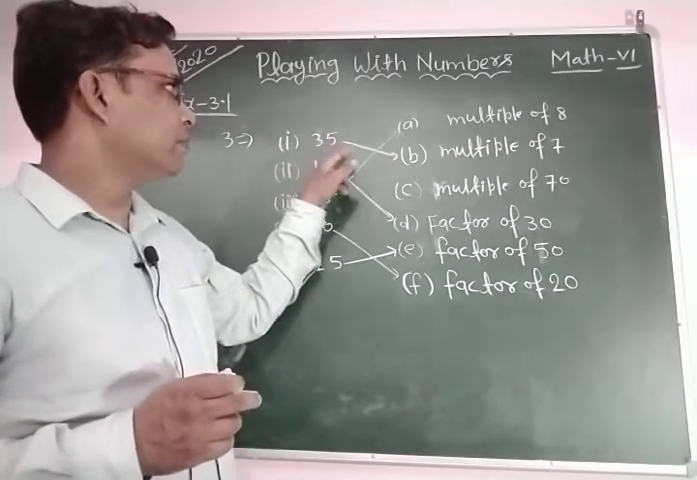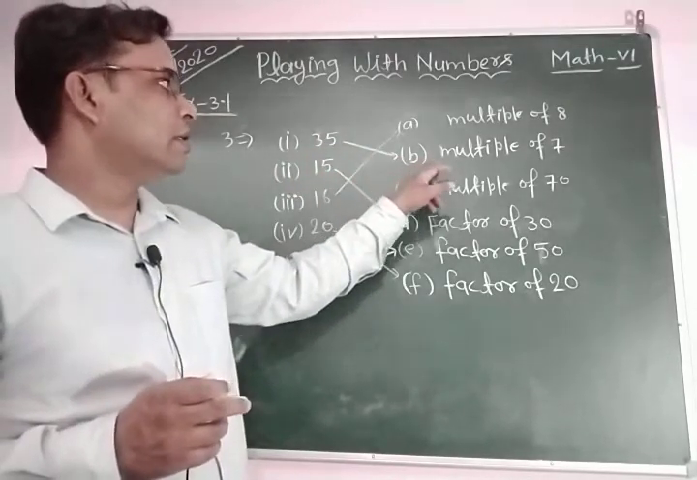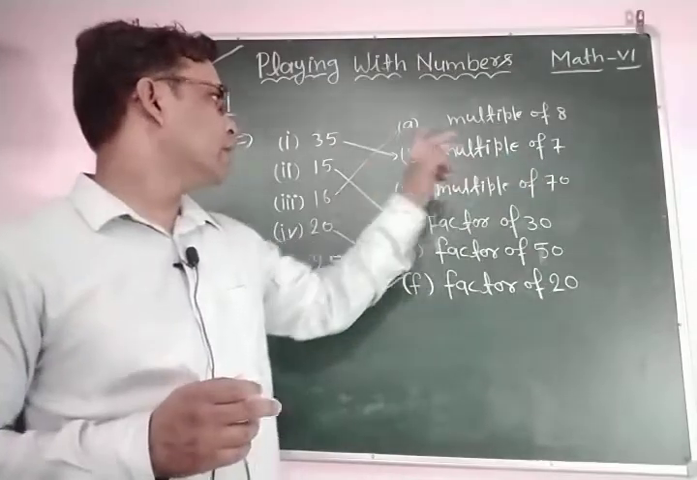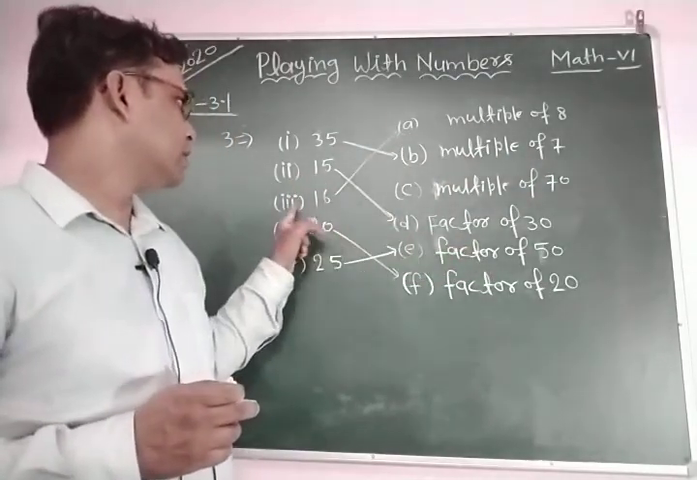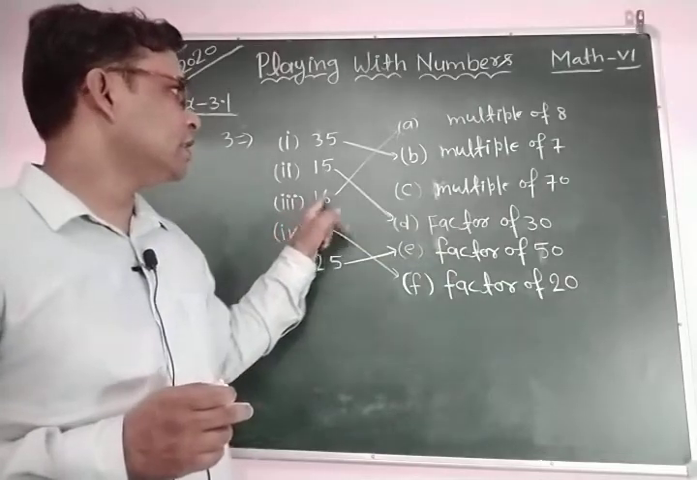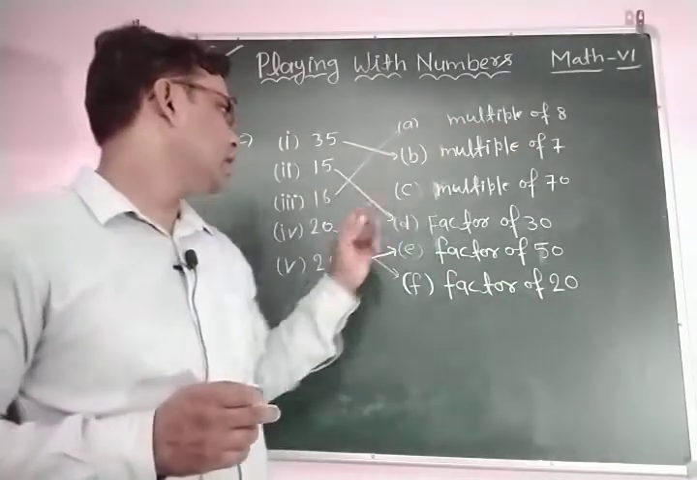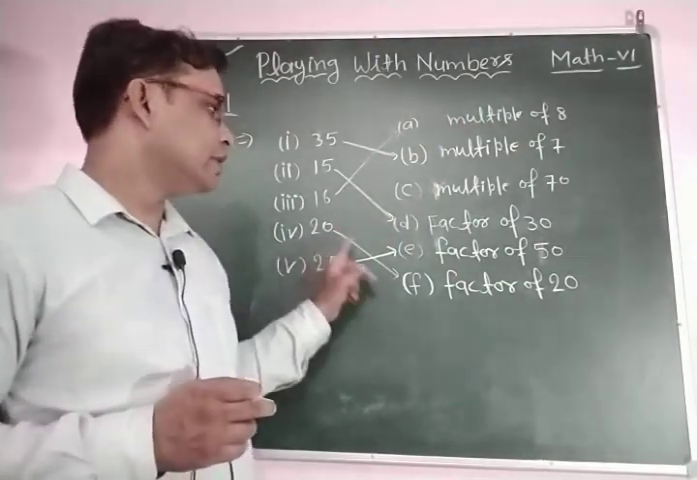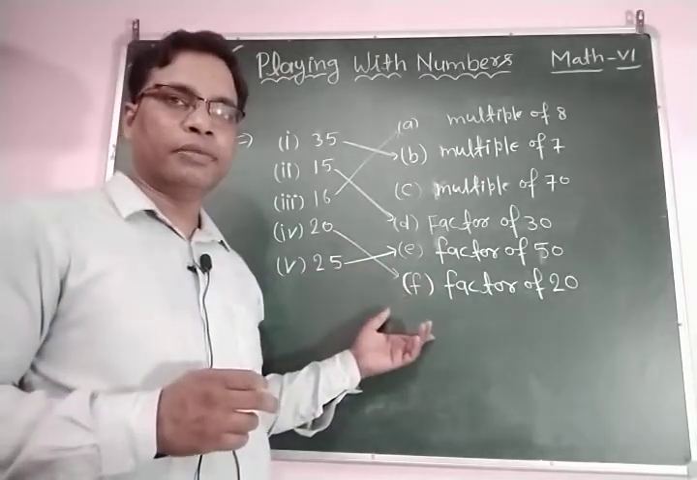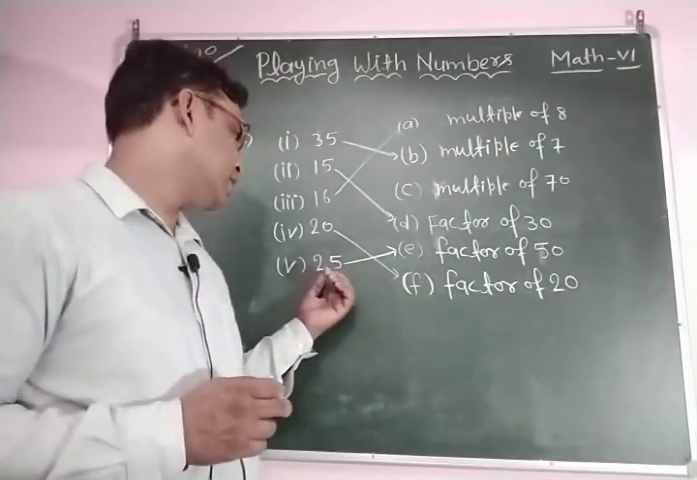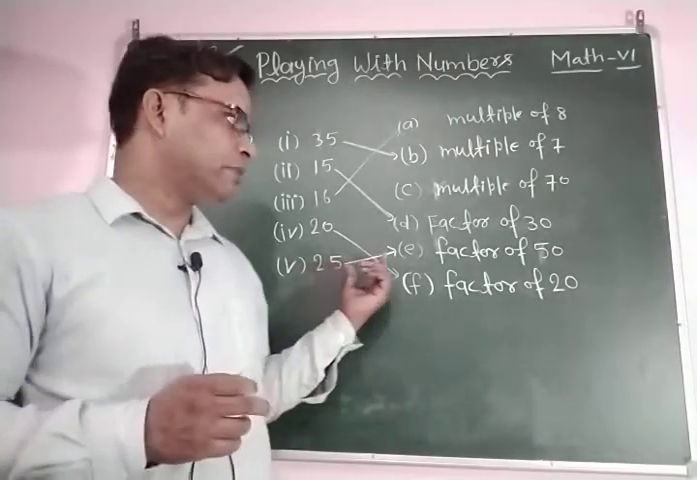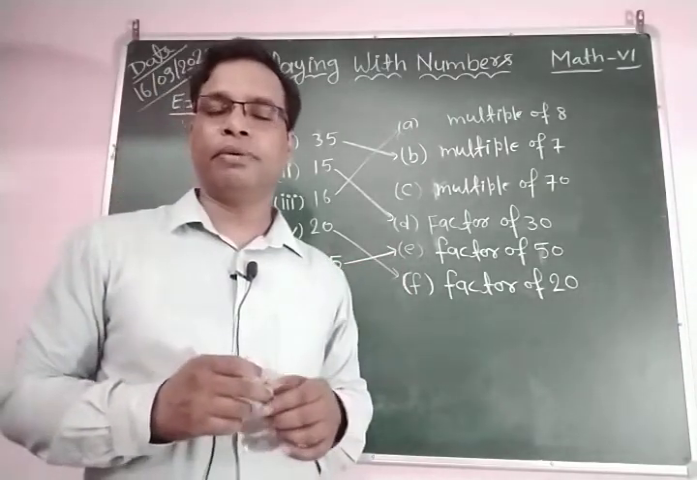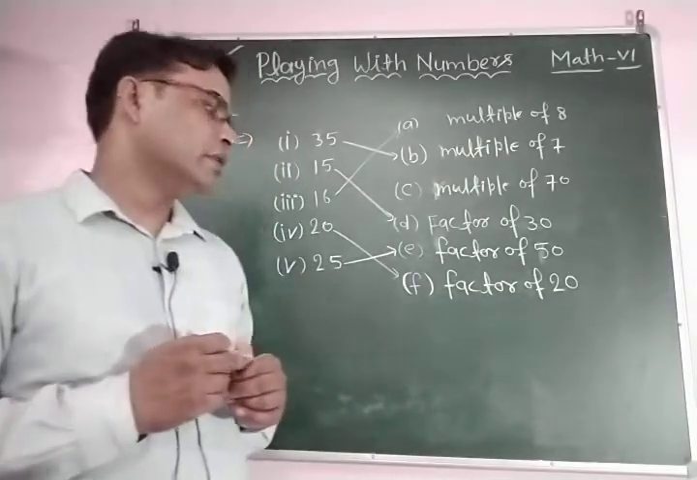So you can see again, 35 matches the B part, multiple of 7. And 15 is a factor of 30. This is the third part, 16 is a multiple of 8, and the fourth part, 20 is a factor of 20 itself, because 20 divides 20. And the last part, the fifth part, 25 is a factor of 50.